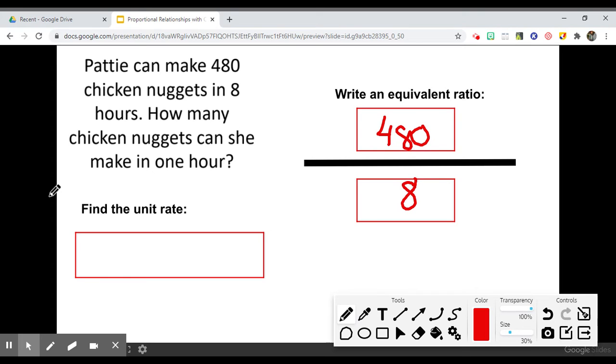So to find the unit rate, I simply divide. 480 divided by 8 is going to give me 60. She can make 60 chicken nuggets in 1 hour. So if you wanted to type that in there too, just put nuggets in 1 hour, because our unit rate is always per 1.